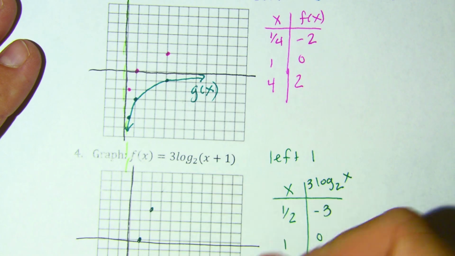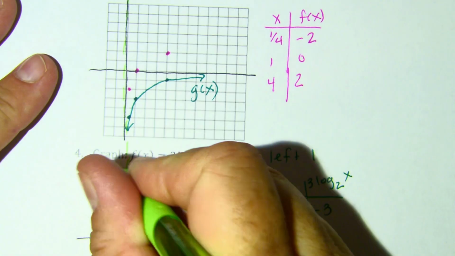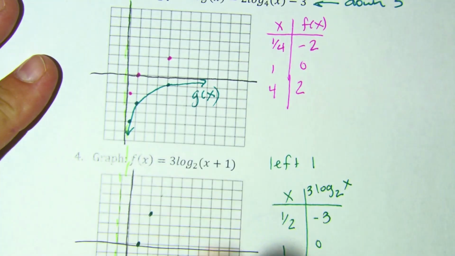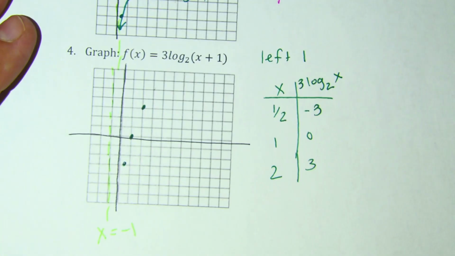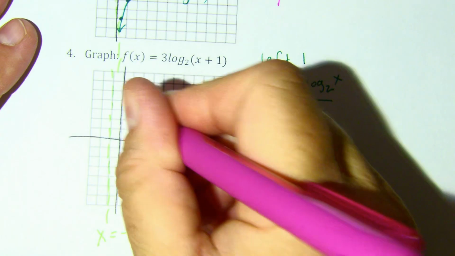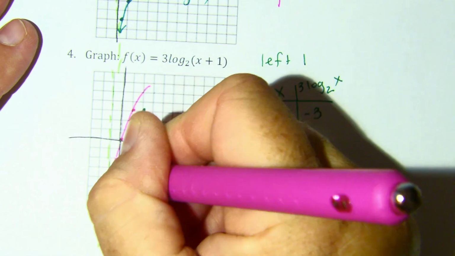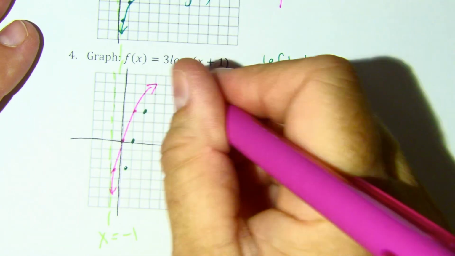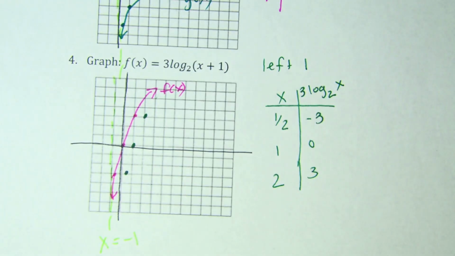So you can see it stretches it, makes it really steep here. And then moving left 1 moves my vertical asymptote left 1, so it's at x equals negative 1 now. And then all of those points are going to move left 1. And so that is the graph of f of x. So that's a few examples of logarithmic graphs. And that is the end of video part 8.